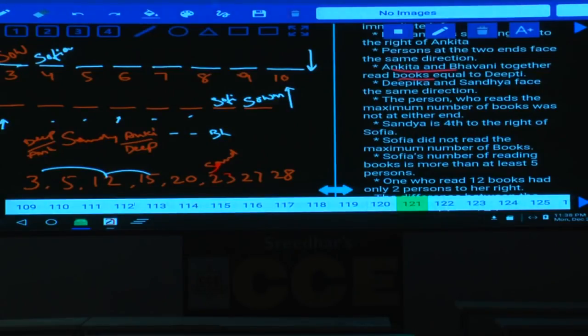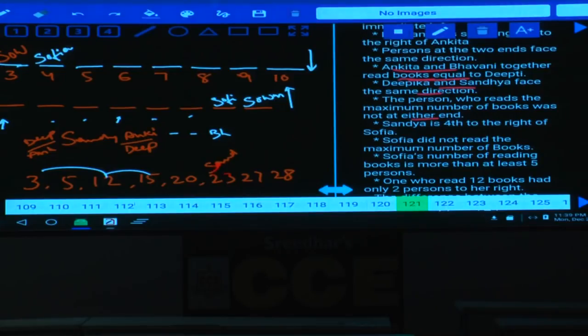Deepika and Sanjay face the same direction. Ankita and Bhavani together read books equal to Deepika. Deepika and Sanjay face the same direction. The person who reads the maximum number of books was not at either end. Sanjay is fourth to the right of Sophia. Now this is the main info.